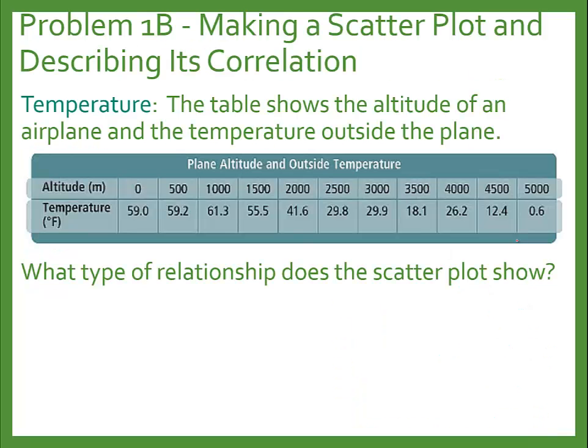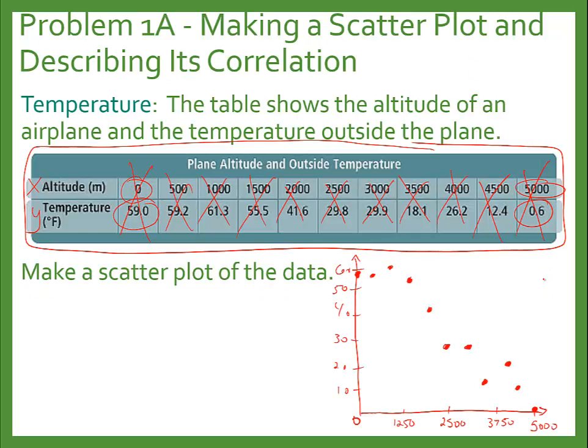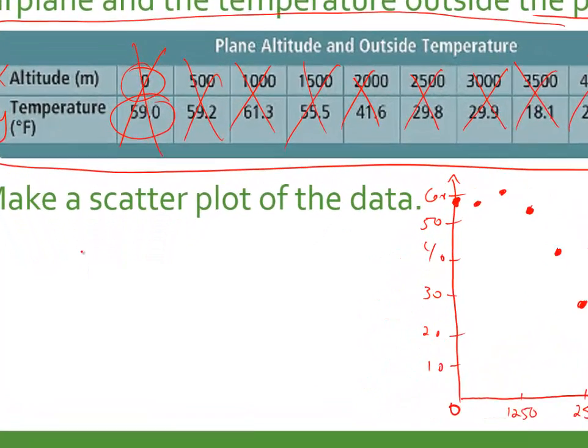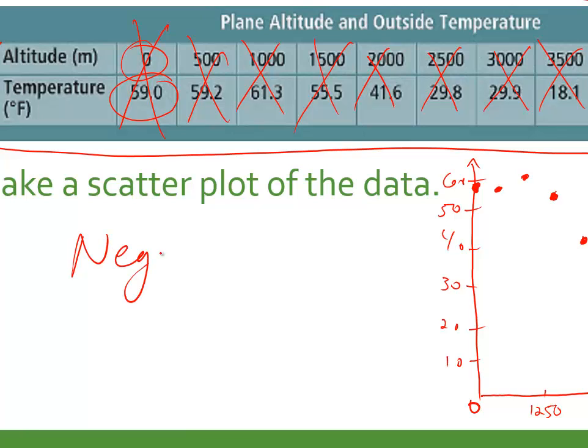Problem 1B. This is the same data, and the question's asking, what type of relationship does the scatter plot show? If we go back, is this going to be positive, no correlation, or negative? As you see here, the points are gradually going down. So this is a negative trend or a negative correlation.